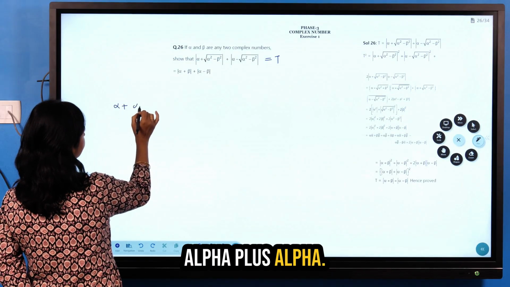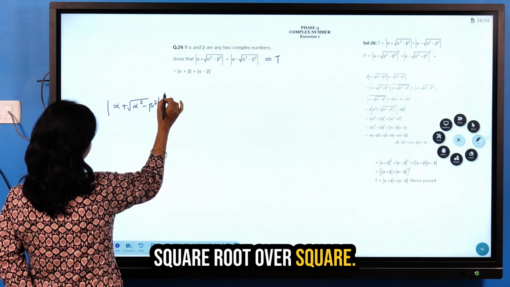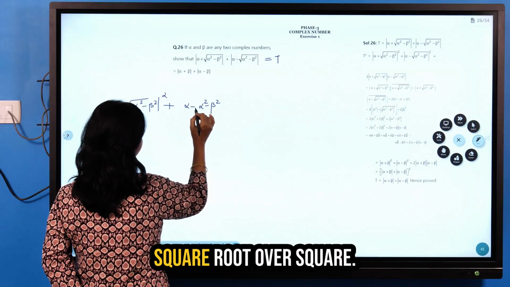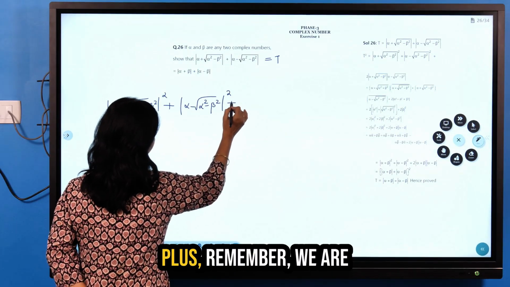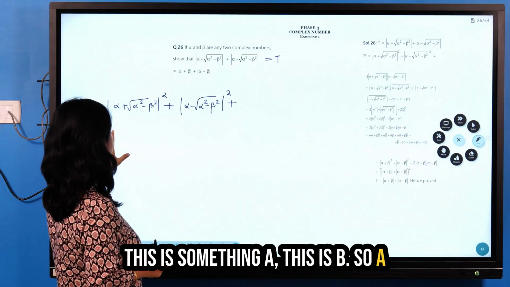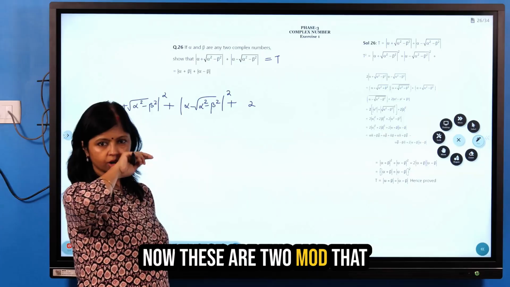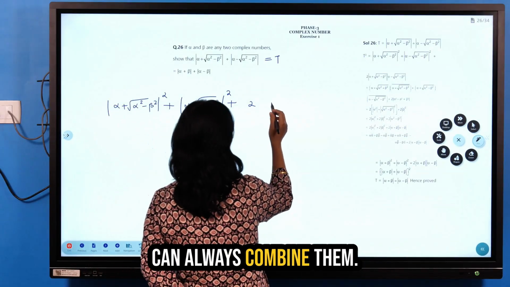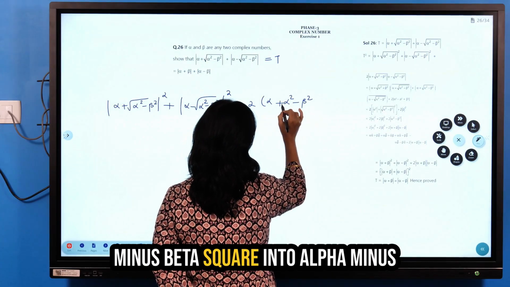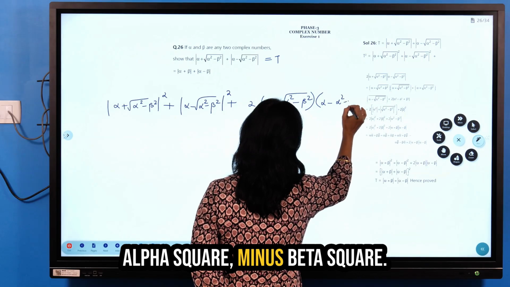Alpha plus root over alpha square minus beta square, whole square, plus alpha minus root over alpha square minus beta square, whole square, plus, remember we are squaring it as in algebraic terms. This is something a, this is b. So a square plus b square plus 2ab. So 2 into, now these are two mods that we are multiplying, so we can always combine them. So it is alpha plus root over alpha square minus beta square into alpha minus root over alpha square minus beta square.